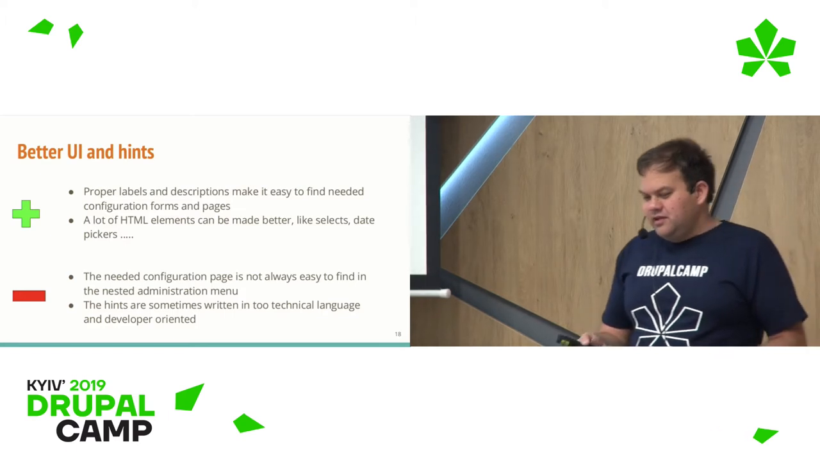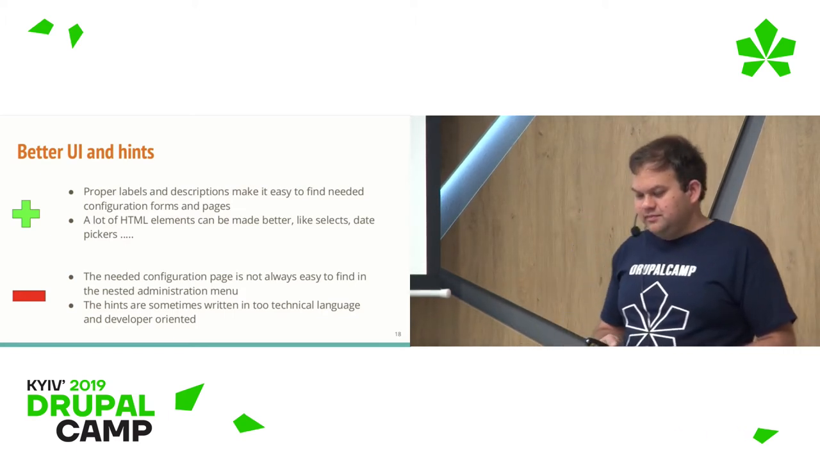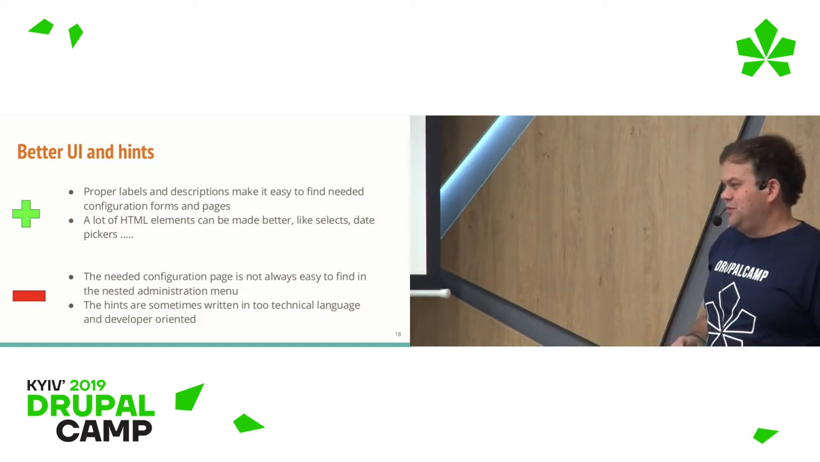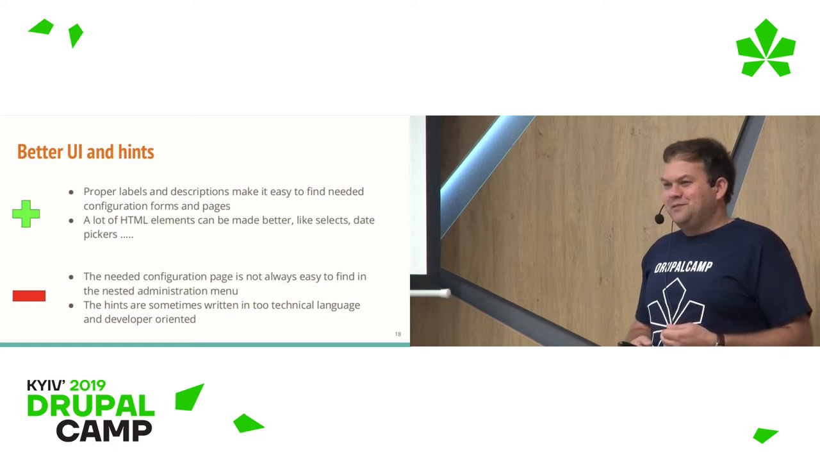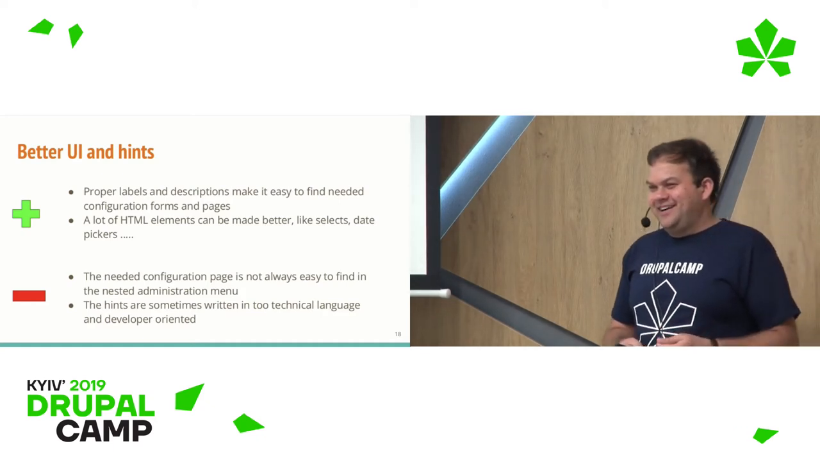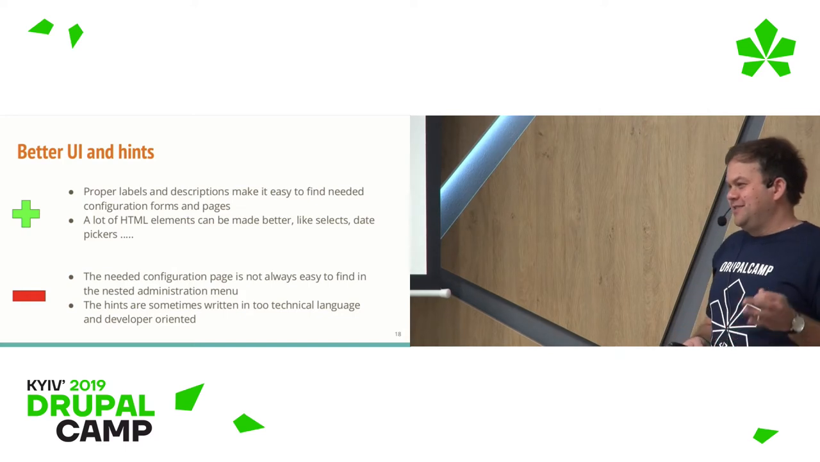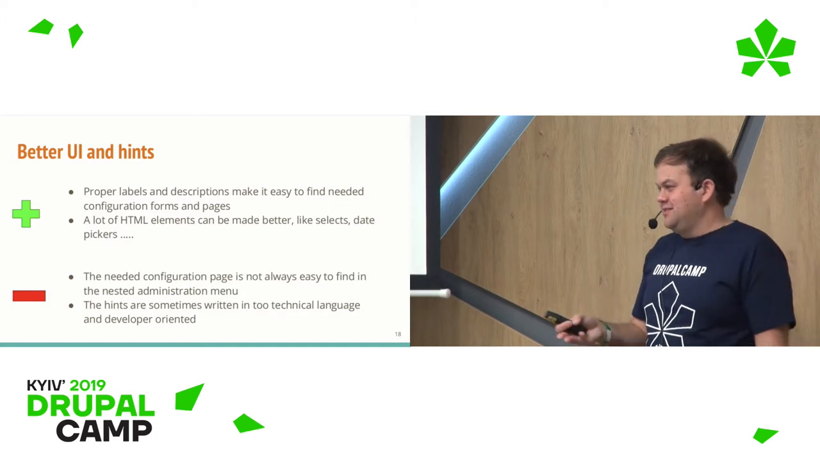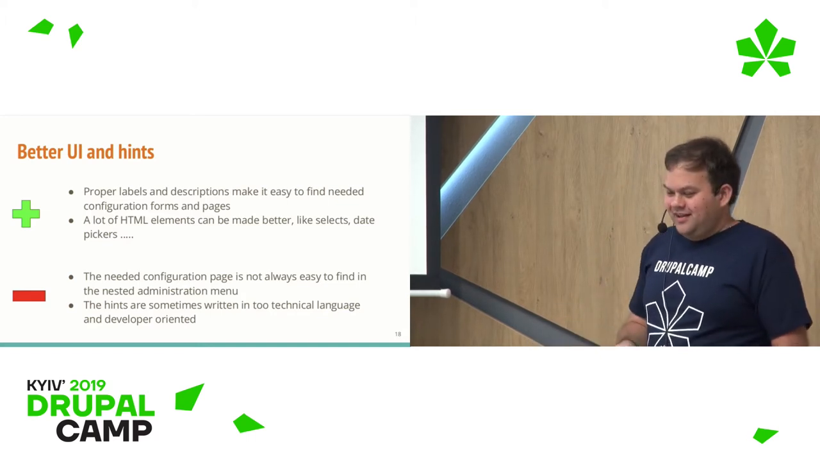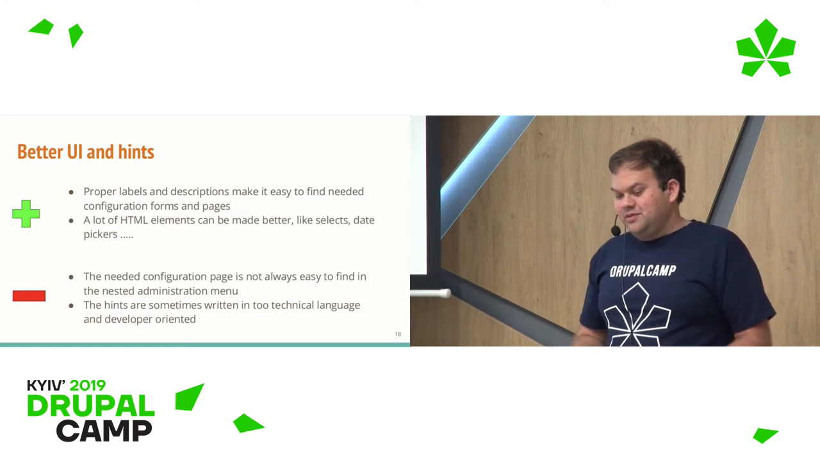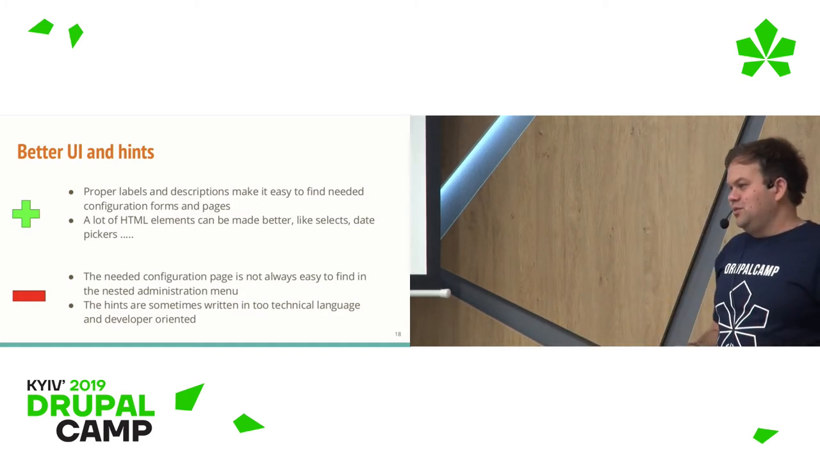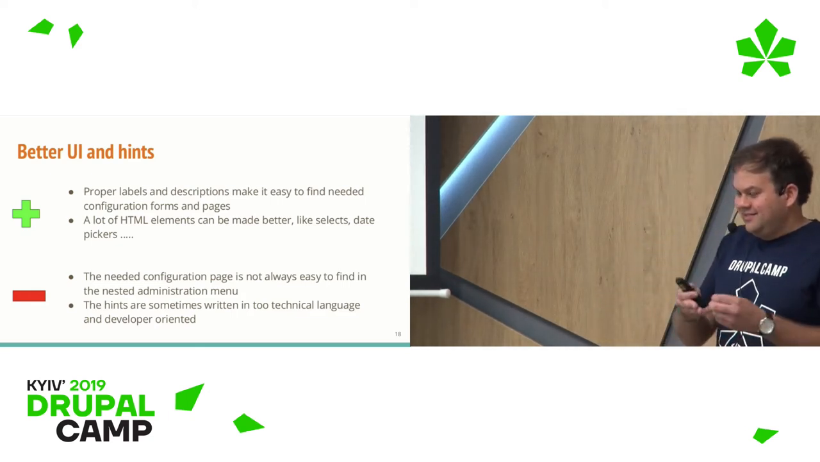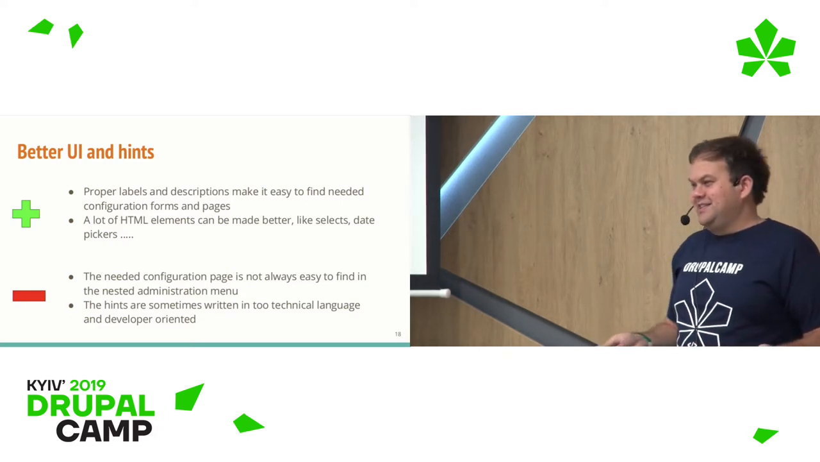But there are also cons, of course. Sometimes you just can't find the configuration page. So first of all, when I install a module that I don't know, I just go to the routing YAML file and see what path I need to use to configure the module, because sometimes you just can't find it in the administration menu. And again, the other problem is that these hints sometimes are also written in too technical language. So for a normal user, you see the string, but you don't understand what it's about.